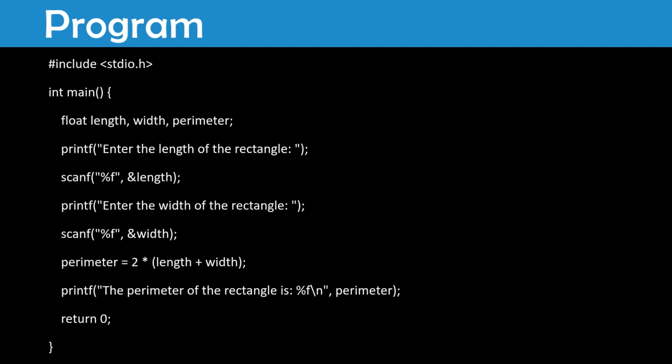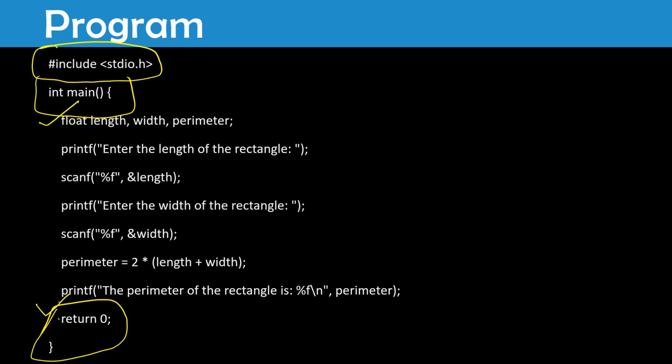Now coming to C program, first we need to declare some header files, hash include stdio.h, and we need to start the main function. For every program, these 4 lines are same. You can write those 4 lines blindly for every program, whatever the question it is. From here, the real program starts. Before return 0, the real program ends.